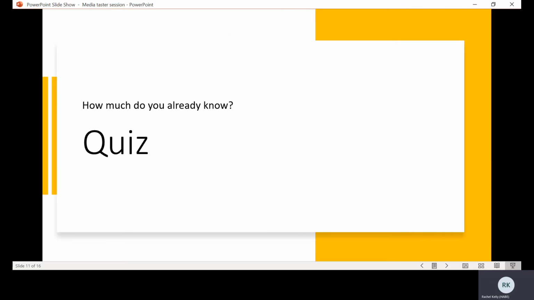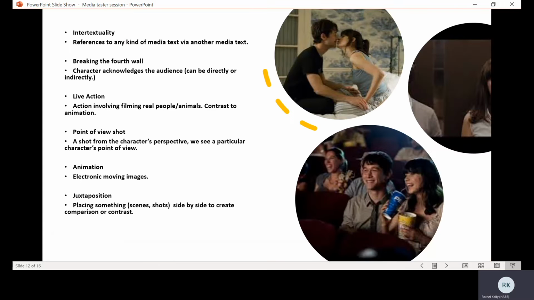So now we are going to do a quick quiz. I'm just going to introduce you to some concepts, part of the media language that we just looked at. And then we are going to see what you have noticed. So intertextuality, first of all. Intertextuality is something that we look at for media language. And intertextuality is when one media form references another media form within it.